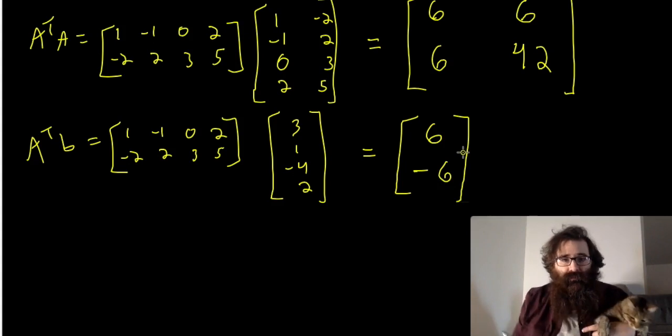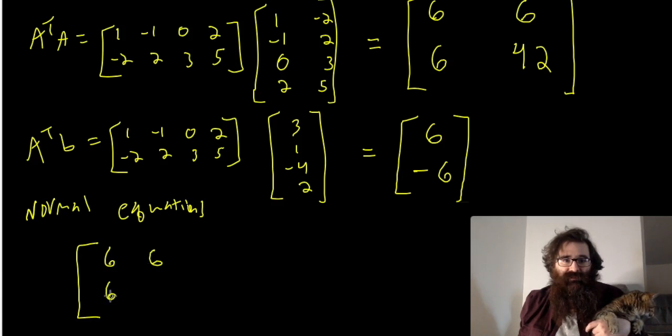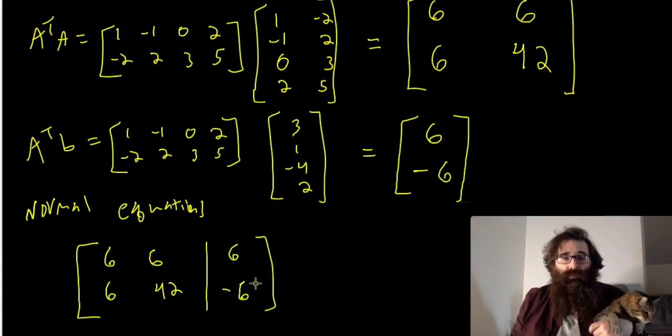Hey, so we have all of our stuff. Now I want to work with my normal equations. So I can build that augmented system. My coefficient matrix A transpose A with rows 6, 6, and 6, 42, and then I'm augmenting with the vector A transpose B, 6, -6. And we're ready to go.